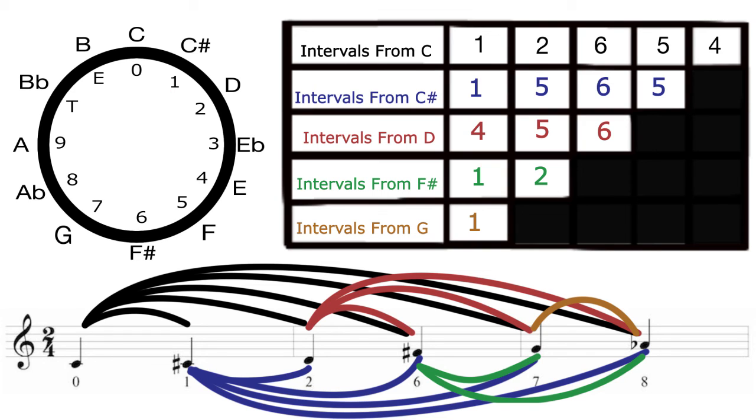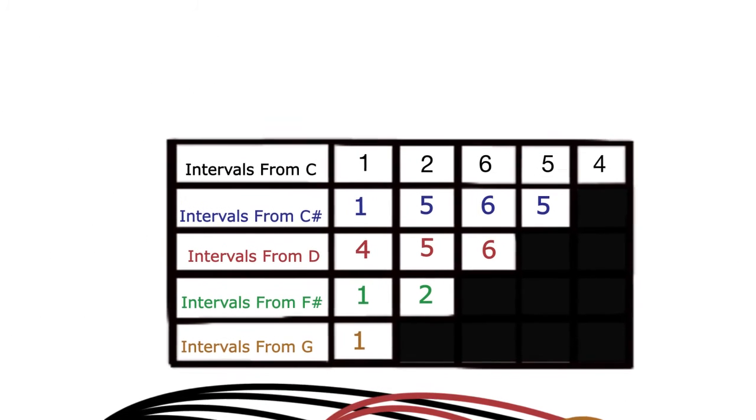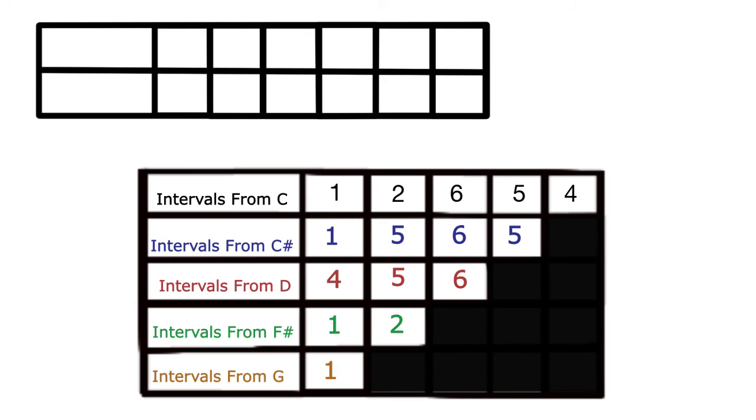Now that our table is filled out, we need to count the number of occurrences of each interval. Let's draw one more table to help us keep organized. There will be 2 rows in this table, each with 7 columns. In the leftmost column, write interval in the top box and number of occurrences in the one below that.